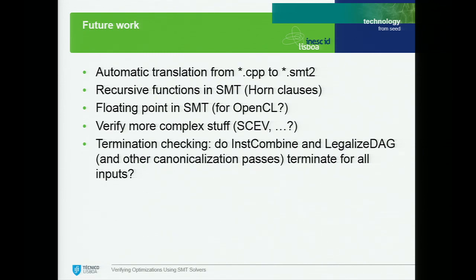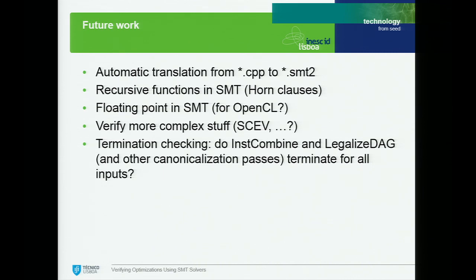The third point is floating point. SMT solvers are also coming with floating point support these days, and I think this is a really cool opportunity, for example, for OpenCL. The OpenCL standard defines the maximum error that the compiler can introduce when optimizing some expression, and with the SMT solver, we can actually prove that we are respecting that bound for error.